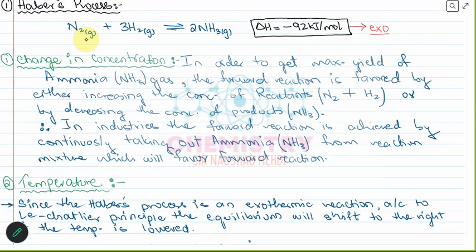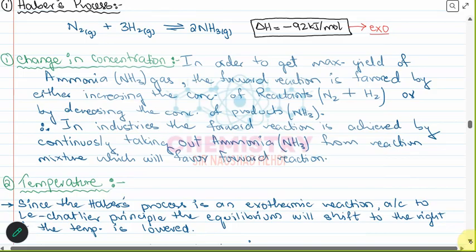So over here we have written this statement. Okay, since the Haber process is an exothermic reaction, according to Le Chatelier's principle, the equilibrium will shift to the right. Right side means forward direction. The equilibrium will shift to the right if the temperature is kept low. Understood? Yes or no? Okay.